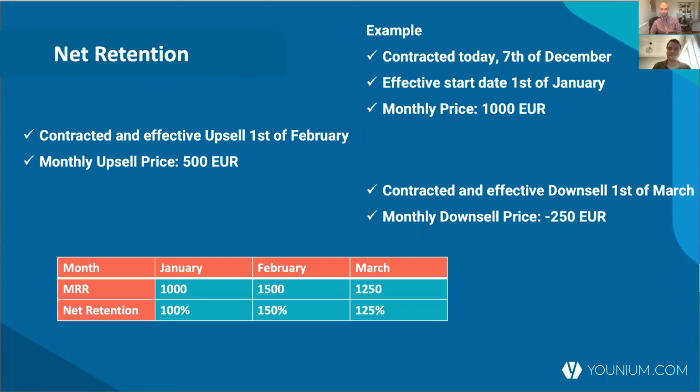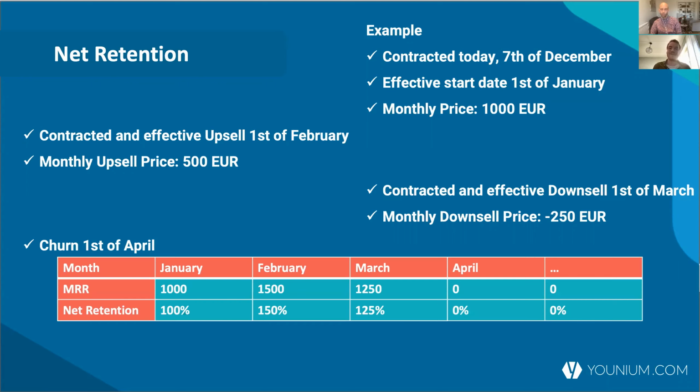So if we say that it goes really south, maybe the customer folds, or they're really unhappy. Hopefully not, but they actually churn. We lose them in total. They won't pay anything from April here. So then the MRR is obviously 0, and then the retention is obviously also 0. We have nothing left of the contract value.